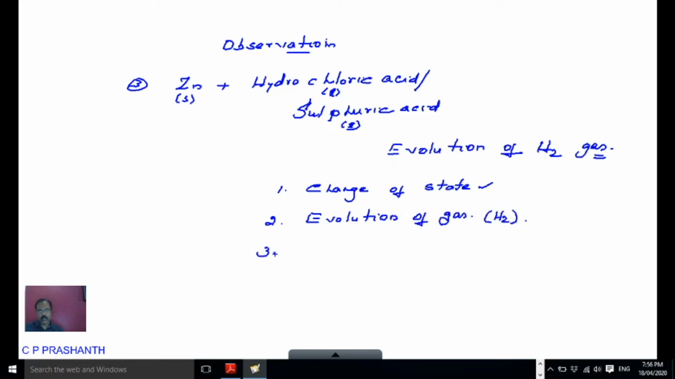And in this case, if you had touched the sides of the conical flask, you would have observed a change of temperature also, because this is an exothermic reaction. So there is a change of temperature also in this case. In this particular reaction, there are three changes: change of state, evolution of gas, and change of temperature. All these three changes happened.